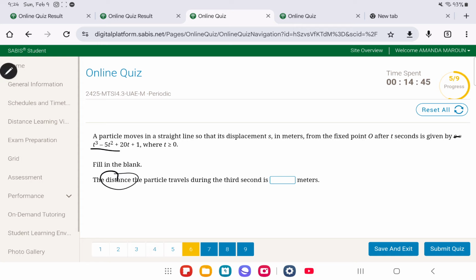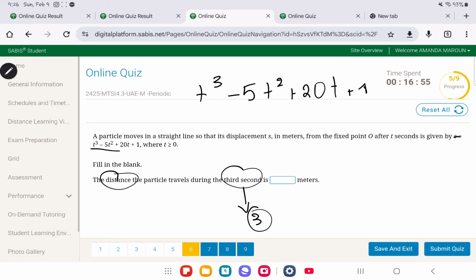And they give us the equation of displacement. So displacement, distance, same thing, okay? So we're not going to change the equation at all. So the equation we will be using is t to the power of 3 minus 5t squared plus 20t plus 1. So they said they need the distance traveled during the third second. Now, when we take the third second by itself, we're going to take the total distance it has traveled.